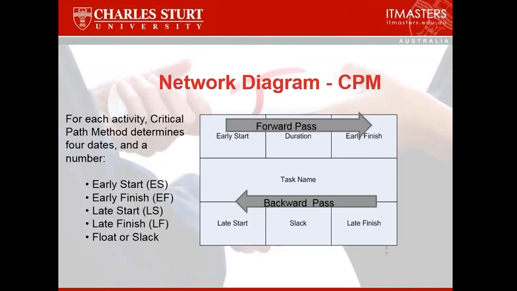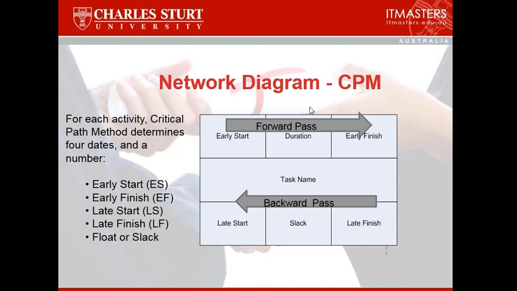Okay, let's talk about critical path management, and that essentially determines which are the critical activities that we need to undertake that ensures that we're going to get the project completed in the shortest possible time. So for each activity, critical path method determines 4 dates and a number. So it's the early start date for each activity. So what's the earliest we can start this activity? What is the earliest finish? What is the late start, and what is the late finish? And we then calculate from these figures the float or the slack.